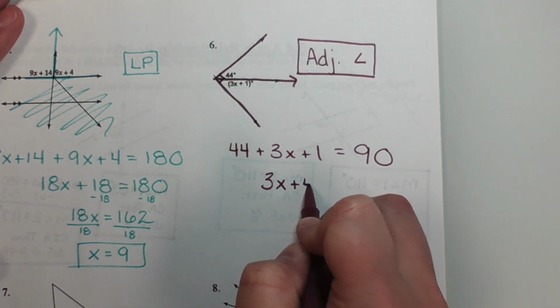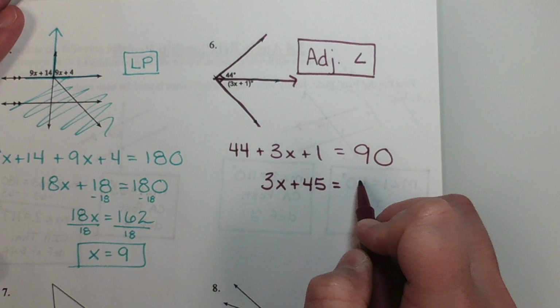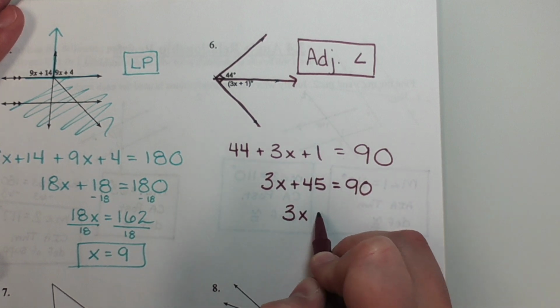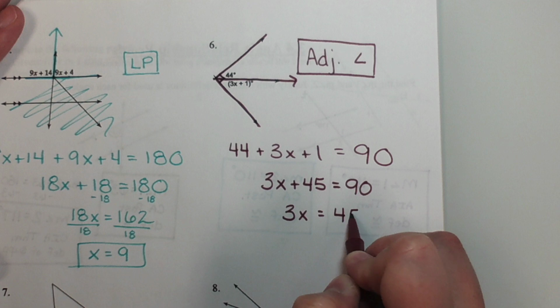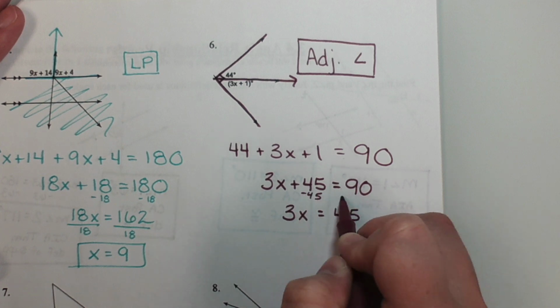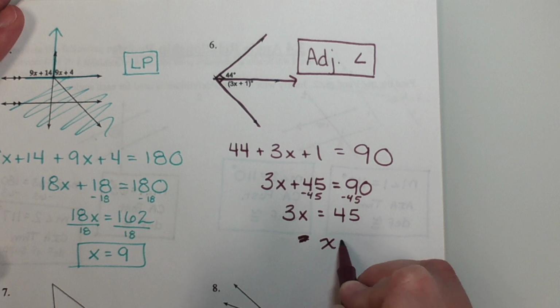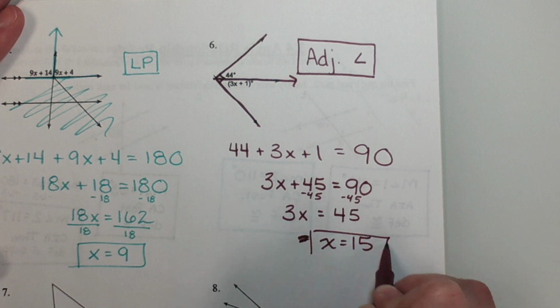Combine my like terms, in other words, simplify. I get 3x plus 45 equals 90. Subtract the 45, I get 3x equals 45. Divide by 3, and x is 15.